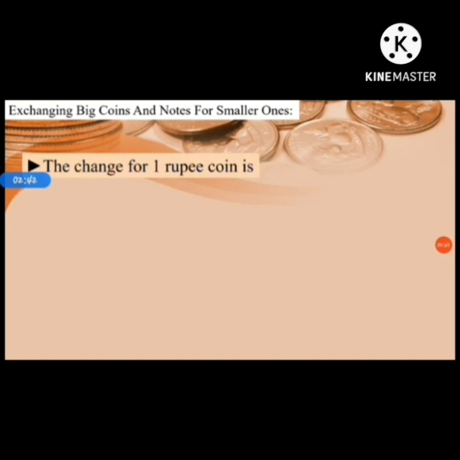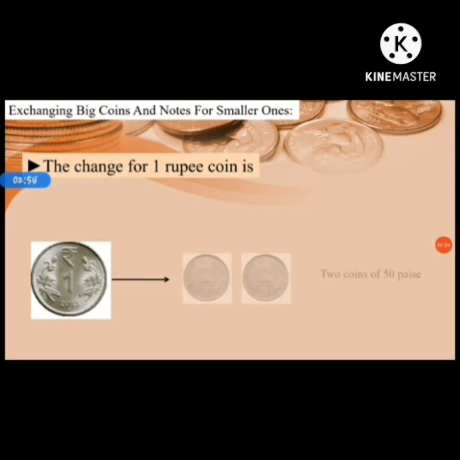So let's see this. The change for a 1 rupee coin. I am taking all of these examples from your textbook. For a 1 rupee coin change, which coins will we take? Yes, see here, 50 paise coins. We will take 2 coins of 50 paise for 1 rupee change. Clear? 50 paise plus 50 paise is 1 rupee, and 1 rupee has 100 paise. So 50 plus 50 is 100 paise.